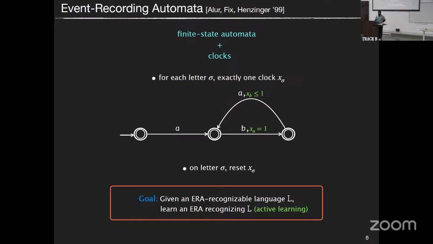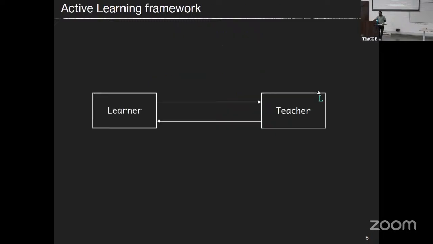So I'll quickly go through the framework of active learning, since I don't think it has been introduced in this conference or workshop. In the active learning framework, you have basically two entities. One is the learner, who is learning a representation of the language L, which is with the teacher. The teacher knows the language L. The learner iteratively asks questions to the teacher.